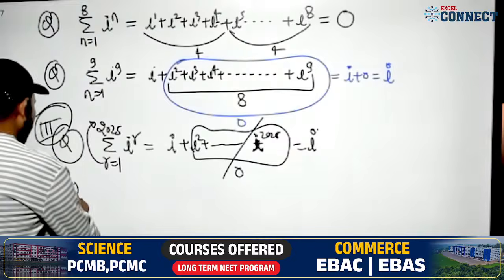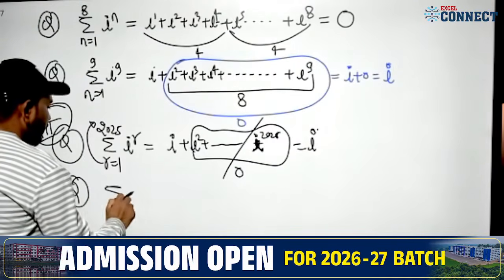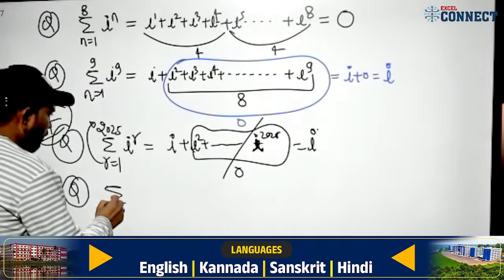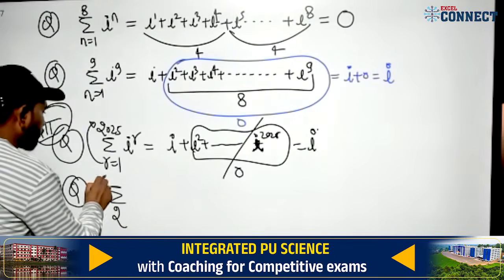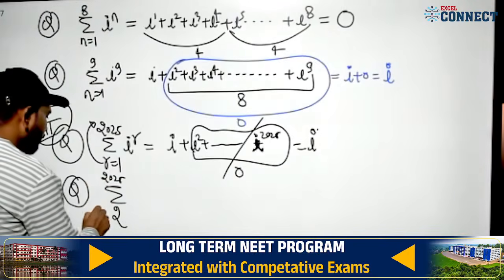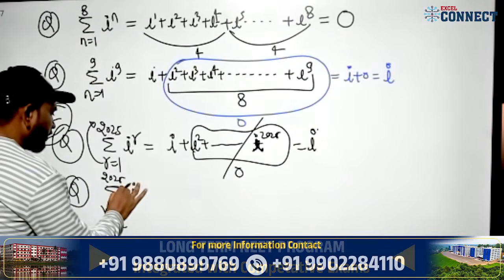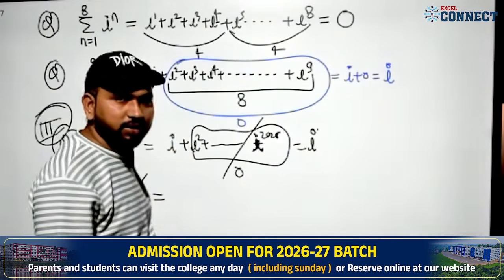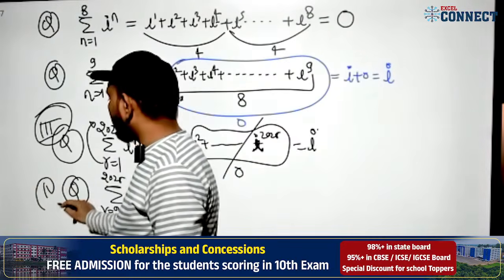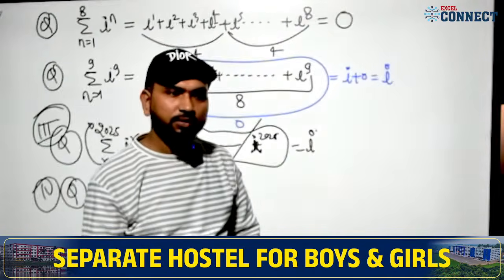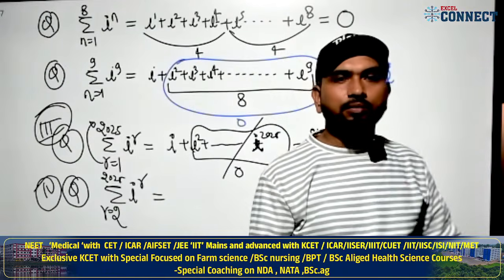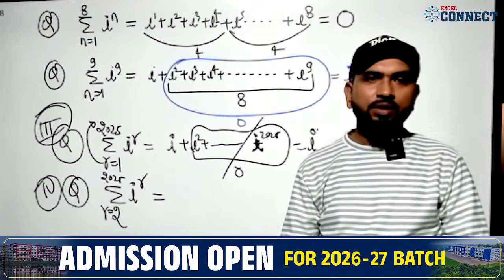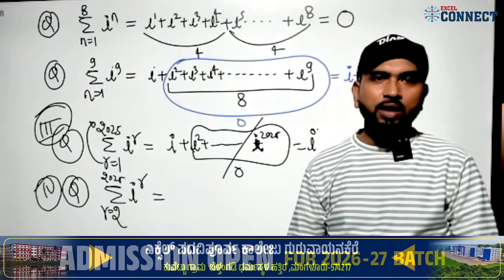Now if I ask a slightly changed question, let's suppose the question is: summation of iota to the power r, r equal to 2 to 2025. Answer this. What is the answer of this fourth question? Yes, very good, iota, everyone is writing. Samprit, iota. Yes, correct.